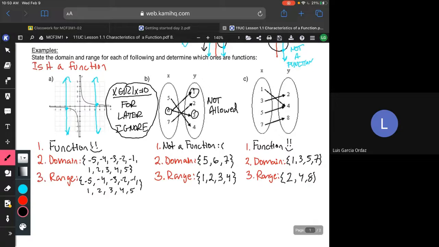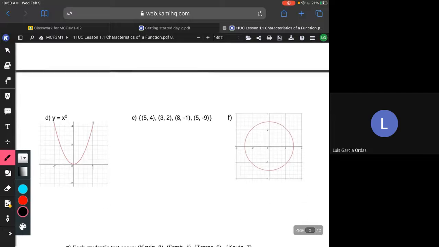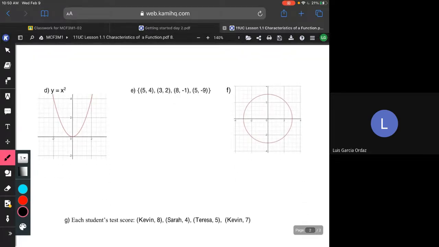Question, right? So the y values can have multiple x values, but the x values can't have multiple y values. Okay, cool.